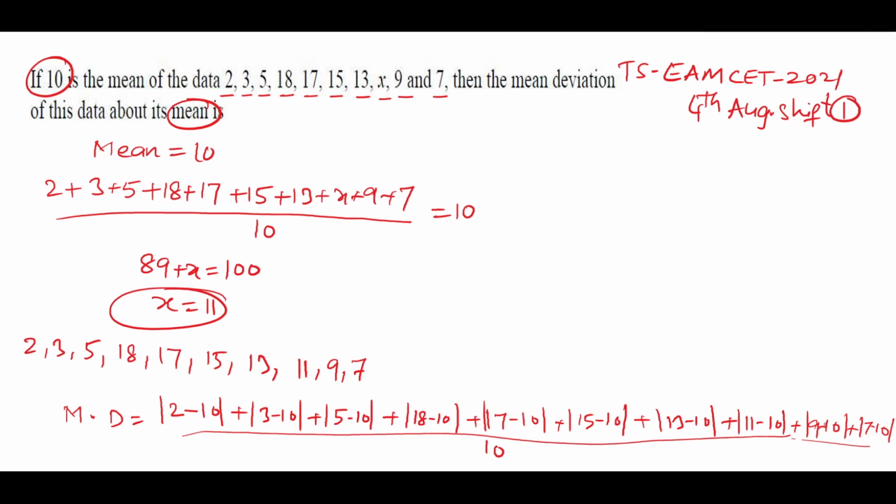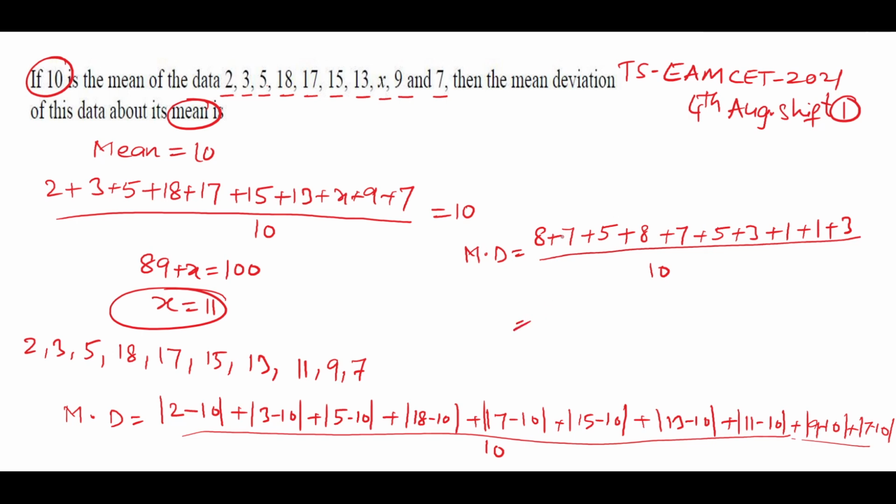So now calculate this value. Mean deviation MD is equal to 2 minus 10 modulus is 8, 3 minus 10 is 7, plus 5 minus 10 is 5, 18 minus 10 is 8, 17 minus 10 is 7, 15 minus 10 is 5, 13 minus 10 is 3, 11 minus 10 is 1, 9 minus 10 is 1, 7 minus 10 is 3. Mod of this value, all positive, by 10.